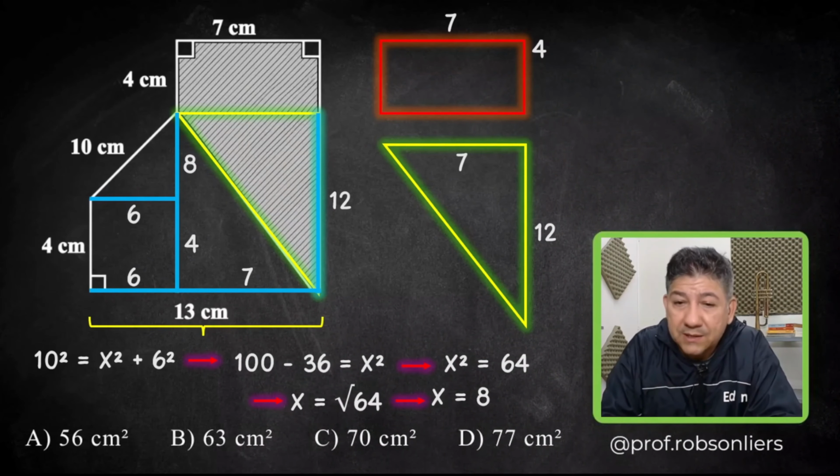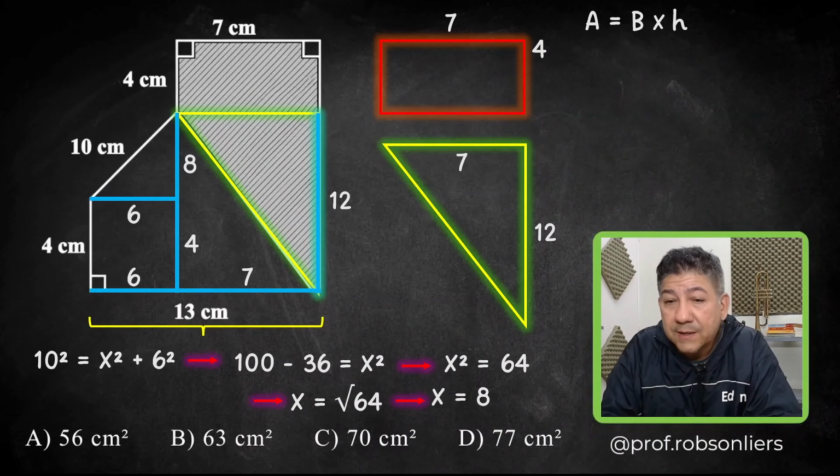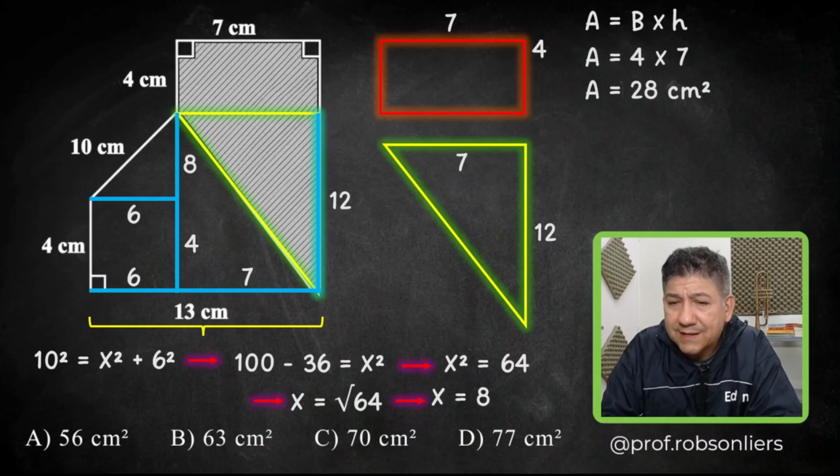Starting with the rectangle, its area is base times height. So the area will be 4 times 7, which is 28 square centimeters, okay?